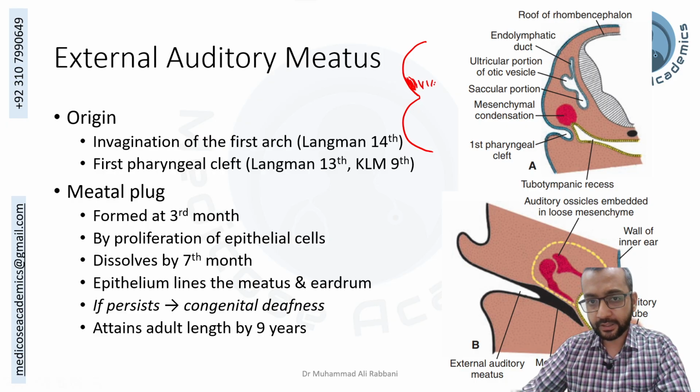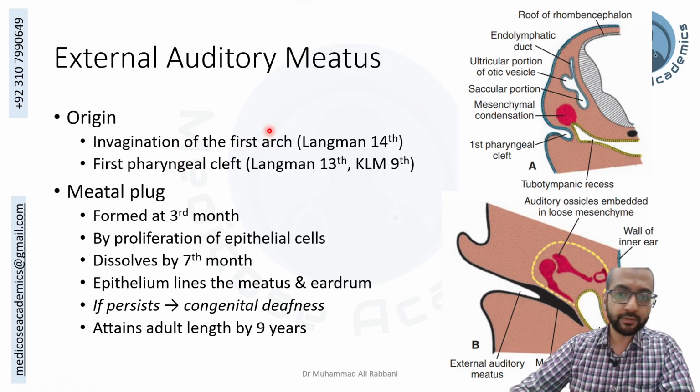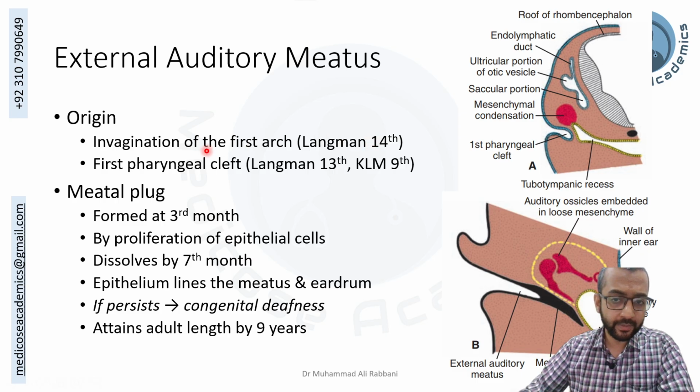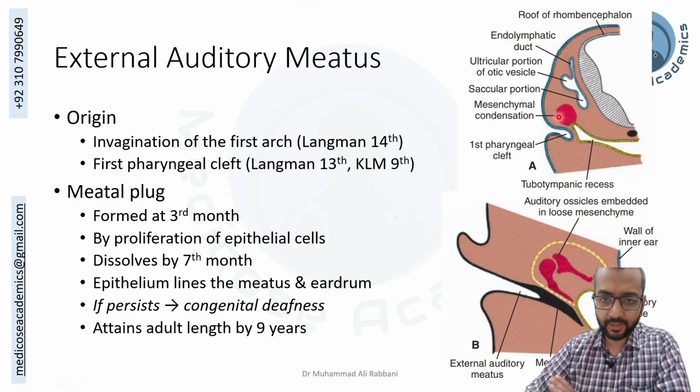arch, the skin becomes thickened and invaginates, and then it gradually is absorbed to form the meatus. So this is a slight change in narrative. It is made from the invagination of the first arch as said by Langman, but in the previous edition, and still in the KLM edition, it is mentioned that it is made from the first pharyngeal cleft.